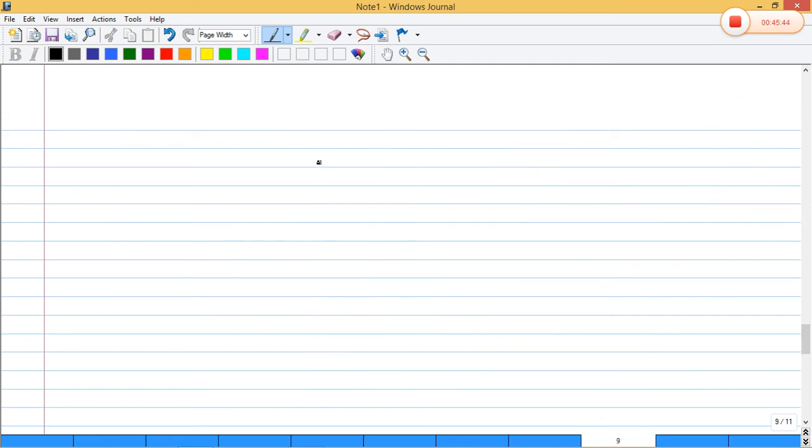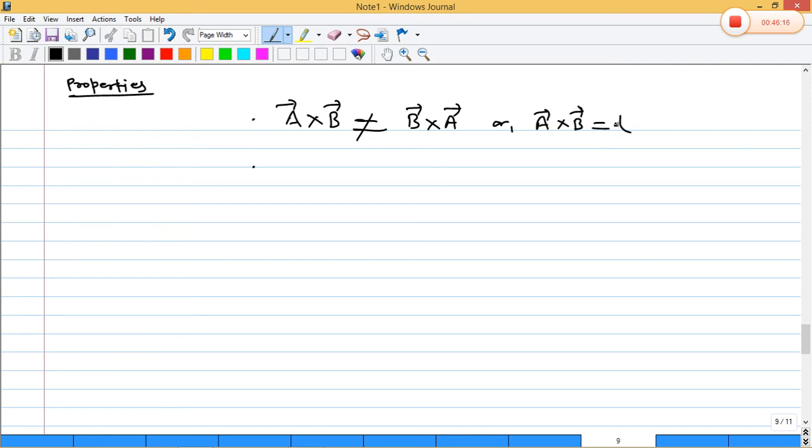Now A cross B, we cannot write B cross A; these are not equal. This is the first property. The second property is that A cross B is equal to minus of B cross A. Why? Because the minus sign changes the direction.